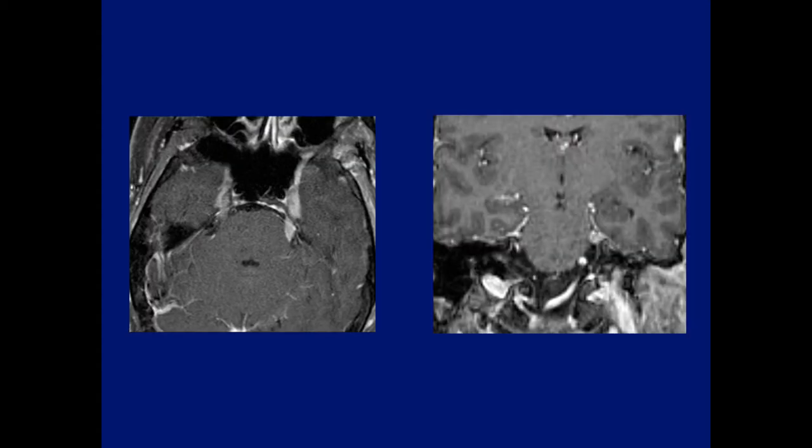What's the abnormality in this case? These are thin T2s, axial. Correct. As Nate said, the left trigeminal nerve is enlarged compared to the right. And again, a little bit of enhancement on the right, significant enhancement on the left. Again, a case of Lyme.